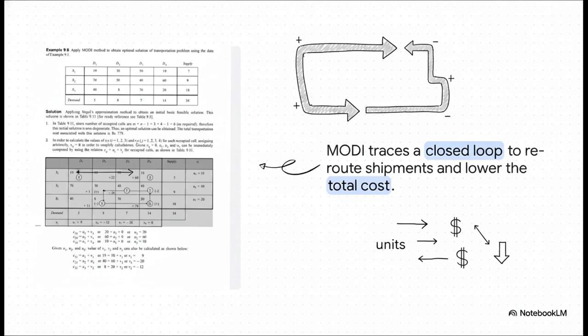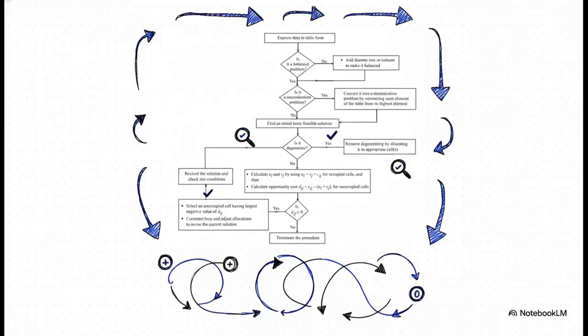It's genius. And MODI doesn't just stop after one little adjustment. As you can see from this flowchart, it's a cycle. It makes a change, and then it immediately recalculates all the improvement indices again. It just keeps searching and looping and rerouting until every single unused route has a positive or a zero index. Only then, at that very moment, do we know for sure we have found the one true optimal solution.